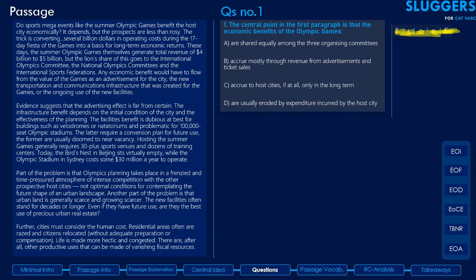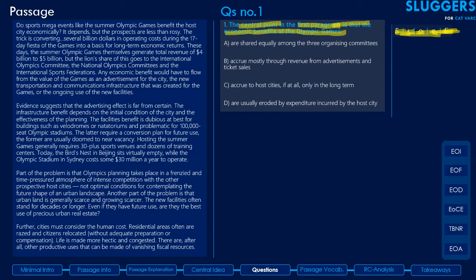All right, so let's start with the question. The question says, the central point of the first paragraph is that the economic benefits of the Olympic Games. See, it says the first paragraph, not the first passage. We're talking just of the first paragraph. So it has already given you the hint about the central point of the first paragraph, right? That means it has to be related to the economic benefits of the Olympic Games.